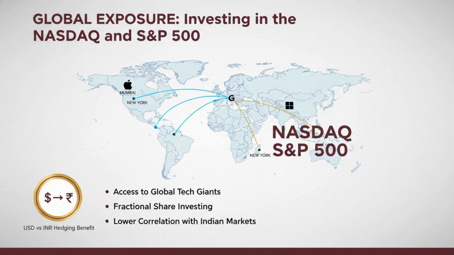Why limit yourself only to the Indian market? While the India story is very strong, the world's biggest tech giants are sitting in the US. By investing in the NASDAQ or S&P 500, you get a hedge against the rupee depreciation. When the USD goes up, your investment value in rupees also increases automatically. Double benefit. Many platforms now allow you to invest in fractional shares, so you can own a piece of Apple or Google even with a small amount. This is what we call global diversification.